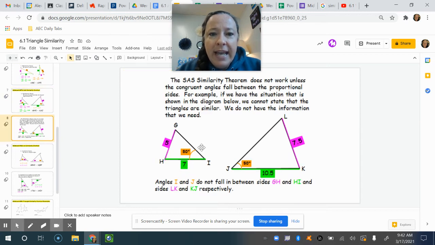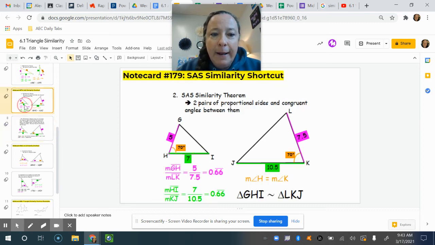Now, this one is just a slide that I put in here. This is just to remind you it's not going to work unless you know the angle in between the two sides. So right here, that's 50, and that's not in between the two sides. And that's 50, and it's not in between the two sides. So it won't work. You cannot use side angle side. The angle has to be in between, the included angle.